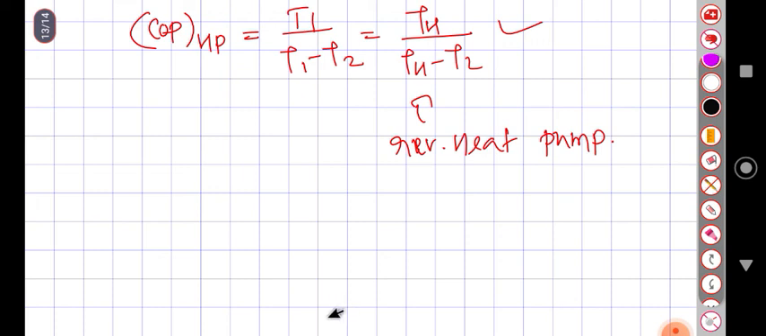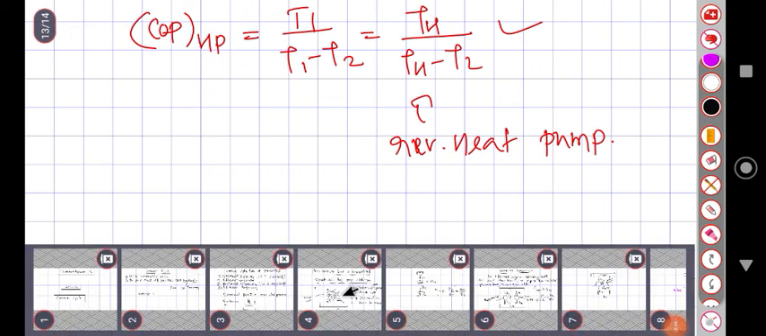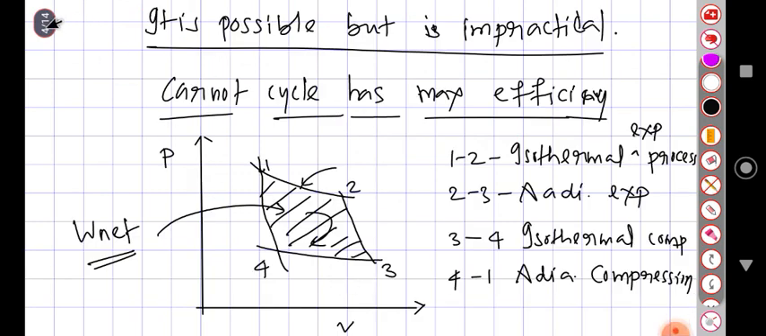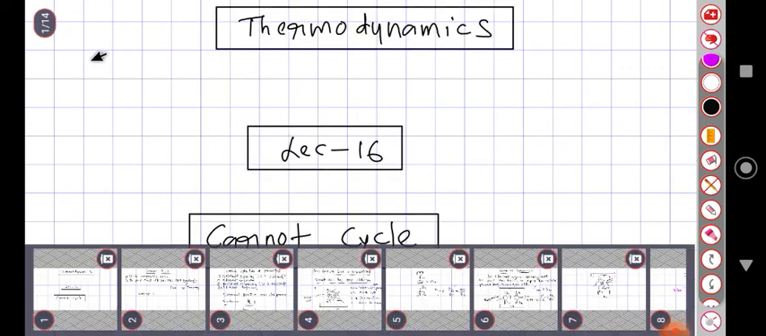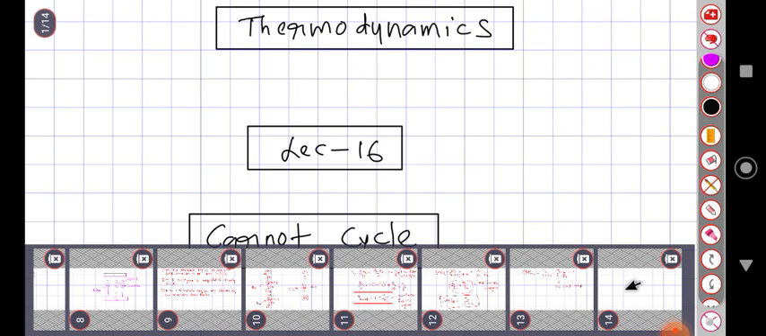I think you have understood up till now. No doubts? With this we'll stop for today's class. If you have a doubt in any slide in this, please ask.